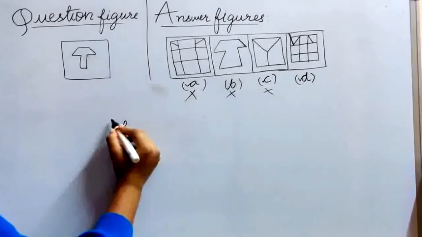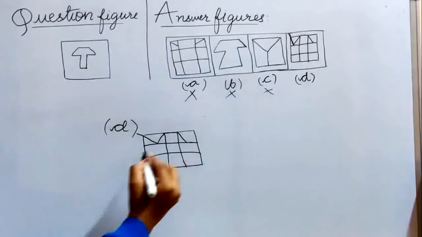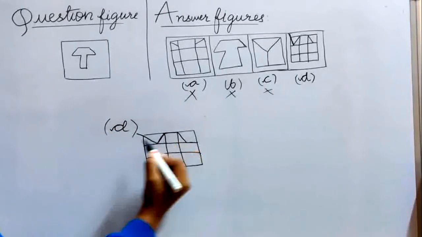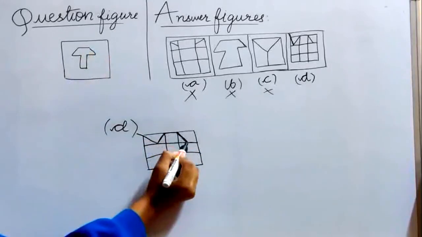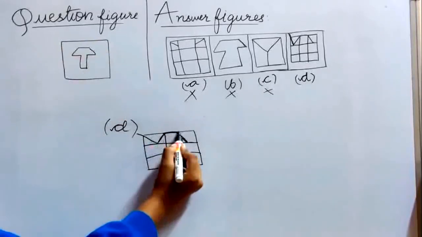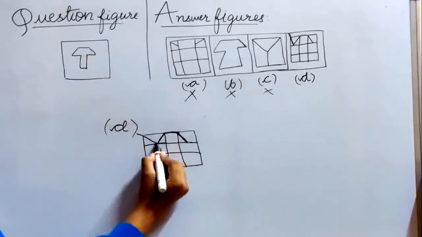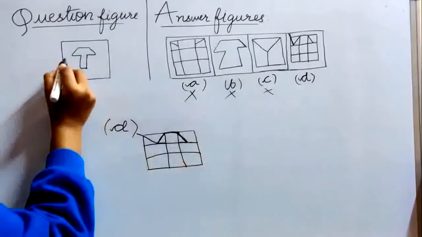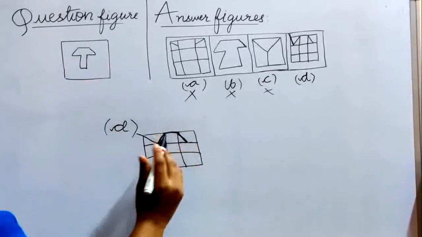Now let us see option D. If you can see in option D, the top line, the slant lines, this line matches with this line matches with this line, and this line matches with these two lines, and the vertical lines, I'm so sorry.